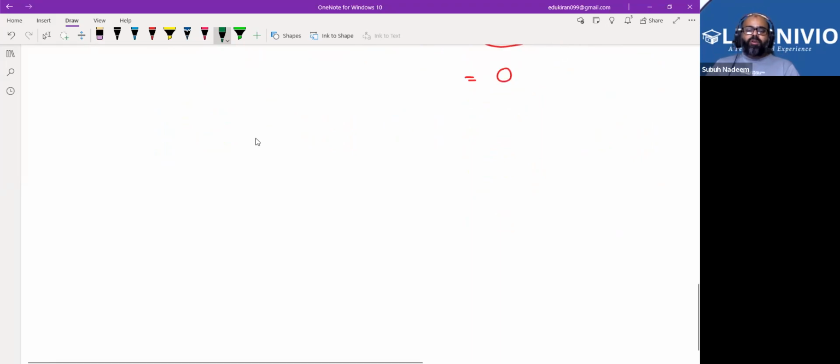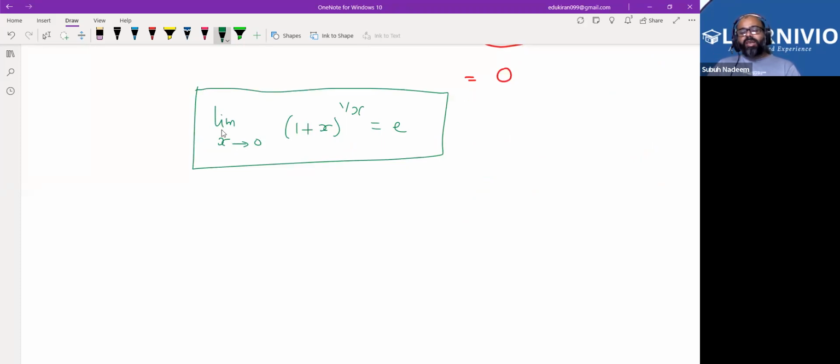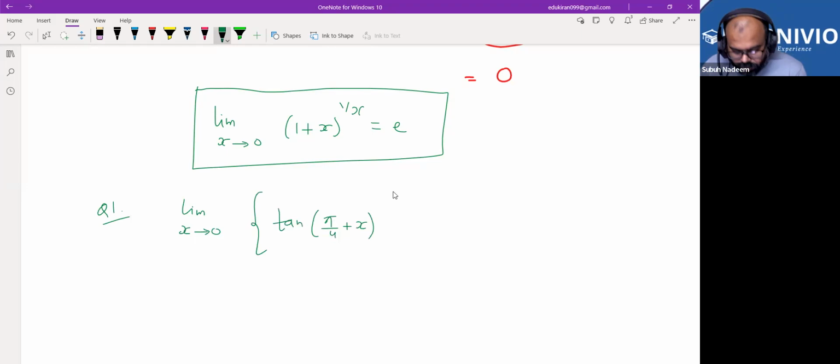So based on one formula, that is limit x approaching 0, 1 plus x to the power 1 by x is equal to e. Based on this formula, many times questions have come in JEE. Though there is no direct application, there is indirect application, so we'll see a few questions based on this. So this question, just try to fit there. Limit x approaching 0, tan of pi by 4 plus x, to the power 1 by x. So how can you find it out?